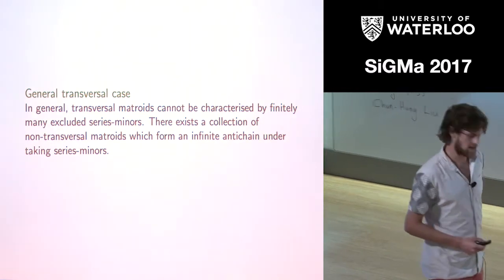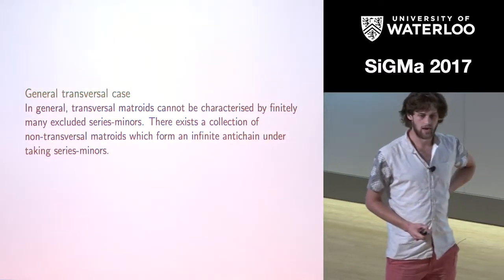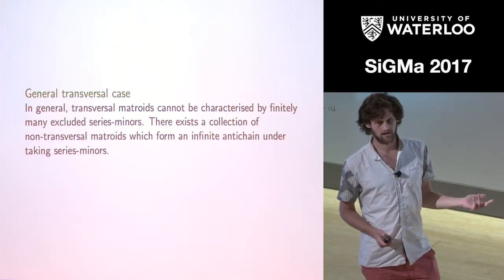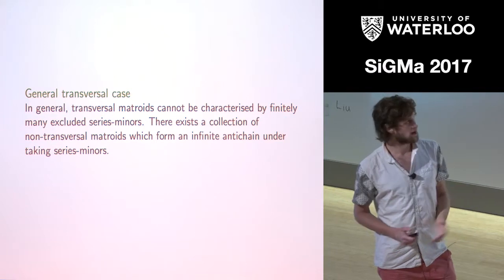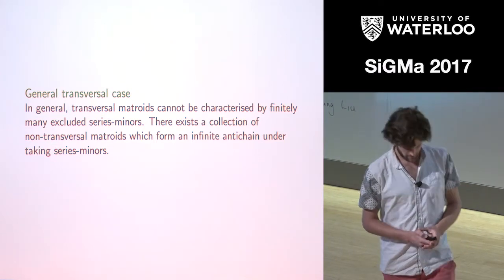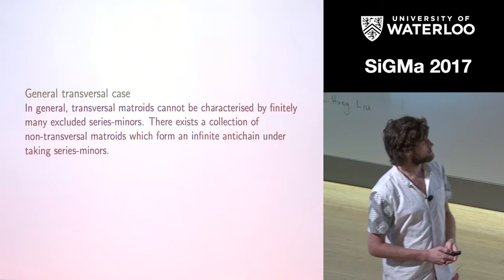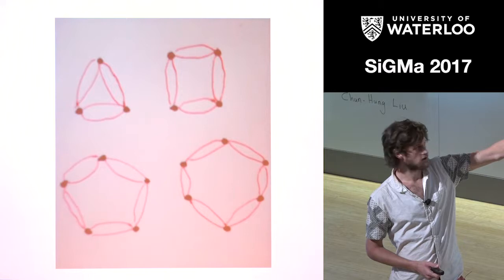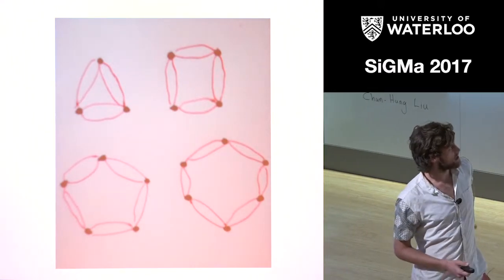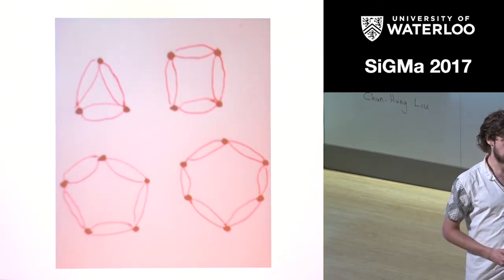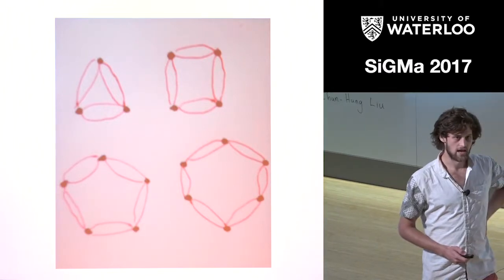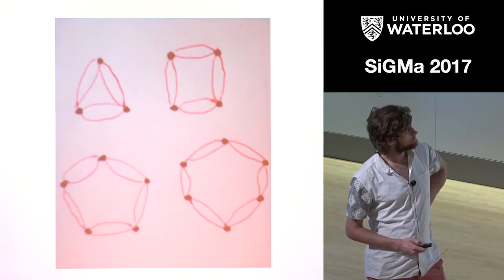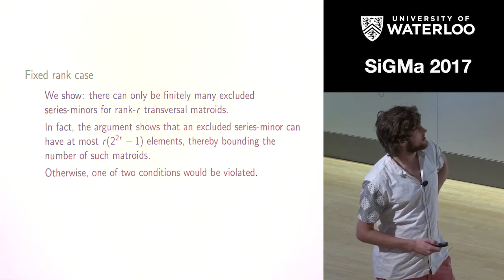Now, the general case. I'm talking about fixed rank today, and the reason for that is that the general case is not characterizable in terms of finitely many excluded series minors. I can't remember exactly where I first saw the example, but I think it's due to Bonin. If you take the matroids which arise from these double cycle graphs, that forms an infinite antichain of non-transversal matroids under taking series minors. So that's the problem there.